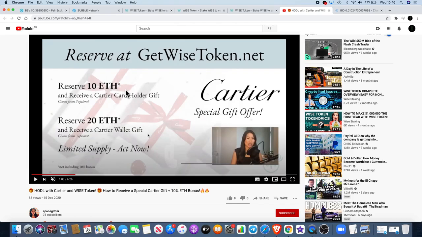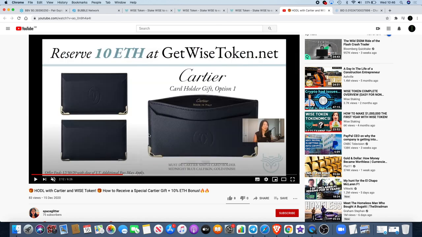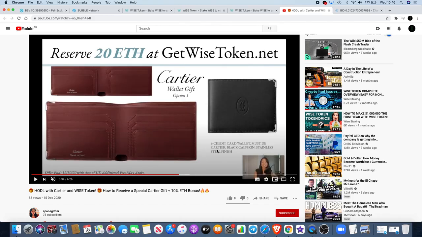And at the end of the day, you can get yourself a free Cartier gift. Now, she does show the gift that you can get by doing it. So there's this card holder that you can get with the Cartier logo. And obviously, this is not fake. This is real. And then you can get the wallet. For me, being a 36-year-old young man, I know the brand Cartier pretty well. They're more suited to jewelry and watches. Do you know what I mean?